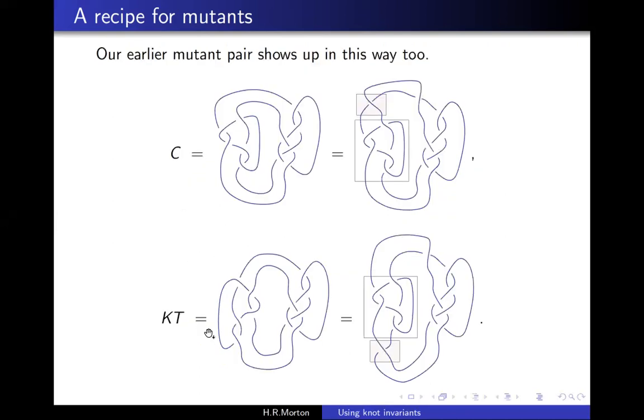The Conway and Kinoshita-Terasaka pair can be drawn in this way. There is the box A, B, and C, and you swap them over. So they do show up in that way.